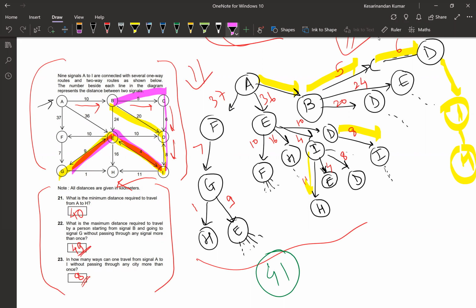Kesari, I got it actually. And what is the route that you got? B, C, D, I, E, F and G. Anybody getting any further?